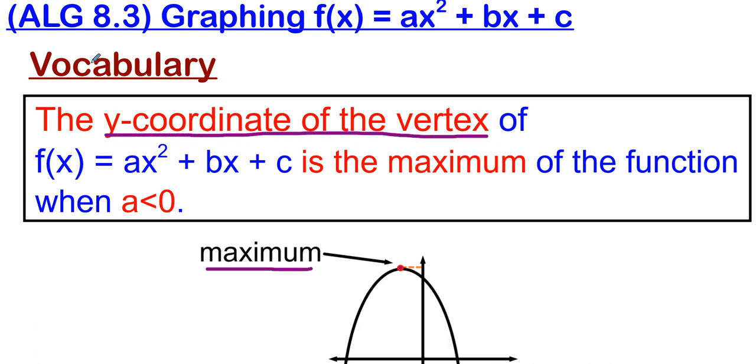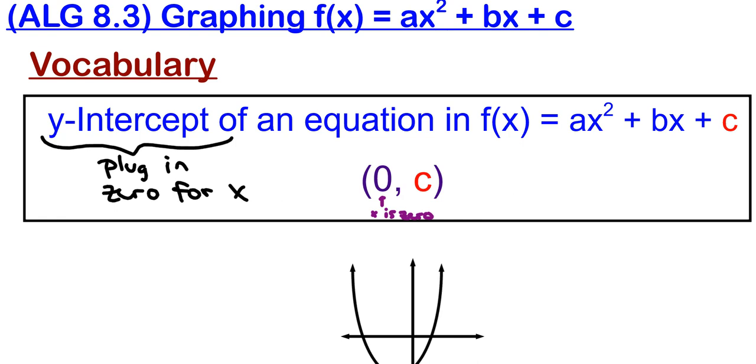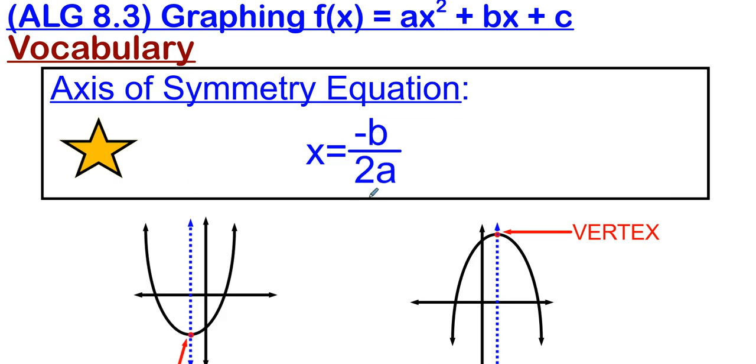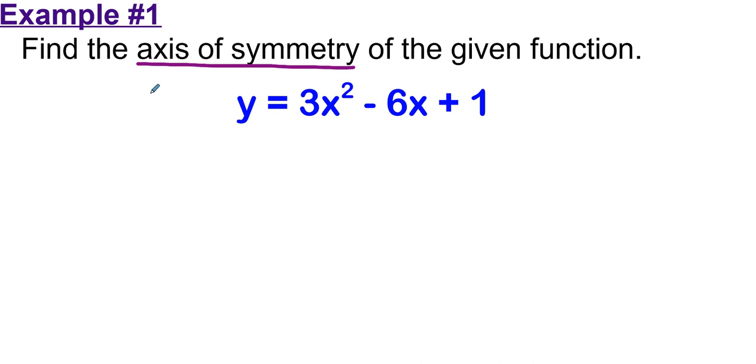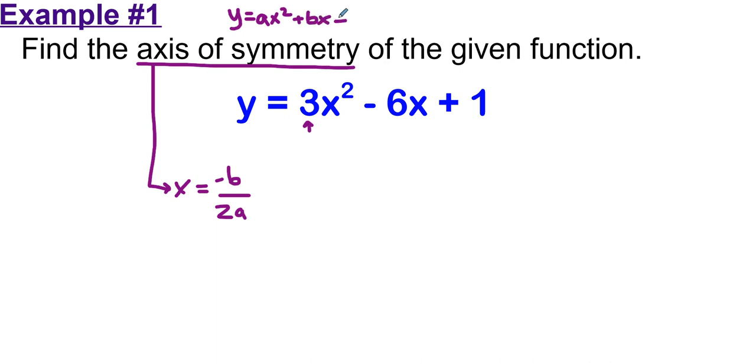Again, the axis of symmetry equation right here is x equals negative b over 2a. So we're going to use that axis of symmetry equation, x equals negative b over 2a. And we just have to know what a and b are. Remember, these are all in the form y equals ax squared plus bx plus c.